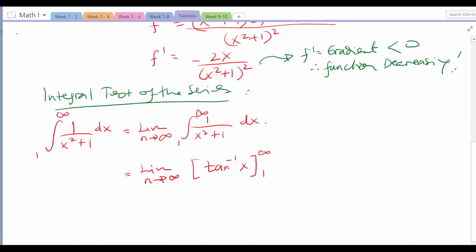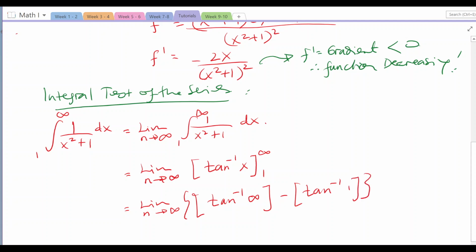So for the first one, we're taking the limit as n approaches infinity of inverse tan of infinity, minus, you can put the big brackets there, inverse tan of 1, and therefore in here, if we substitute the infinity into the equation, in that case we don't need to write the limit anymore here.